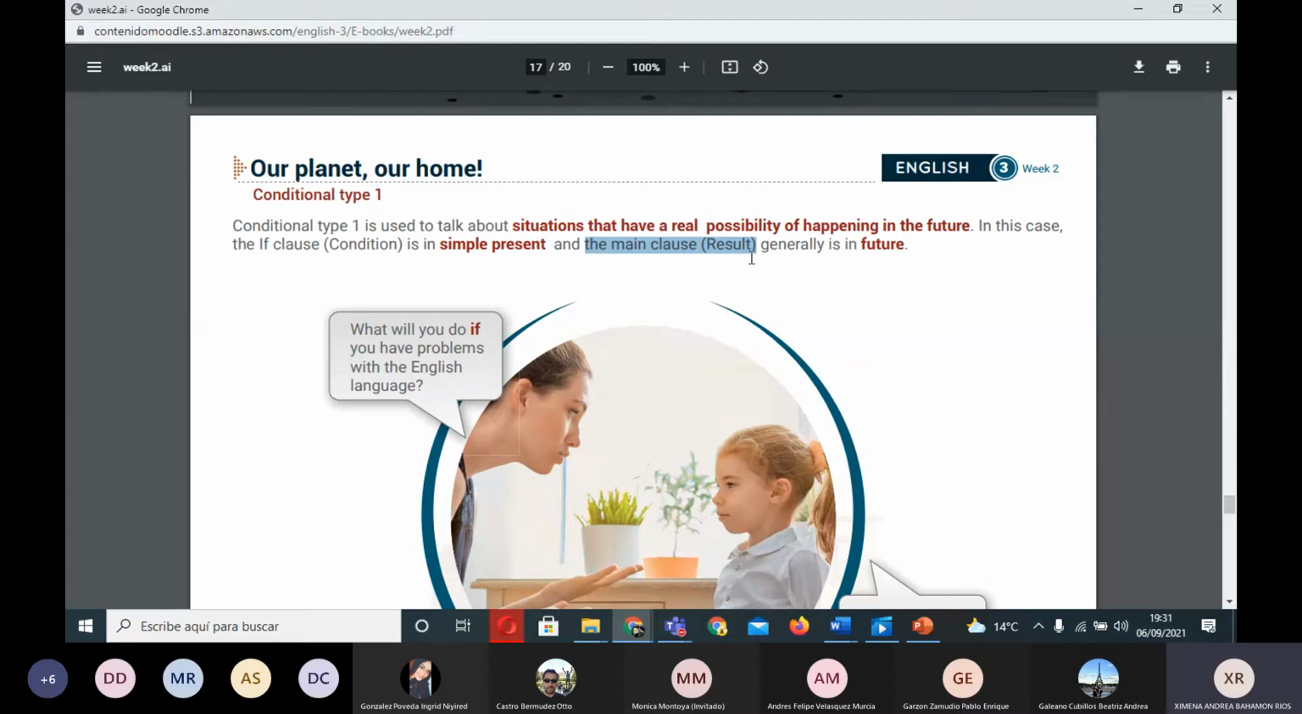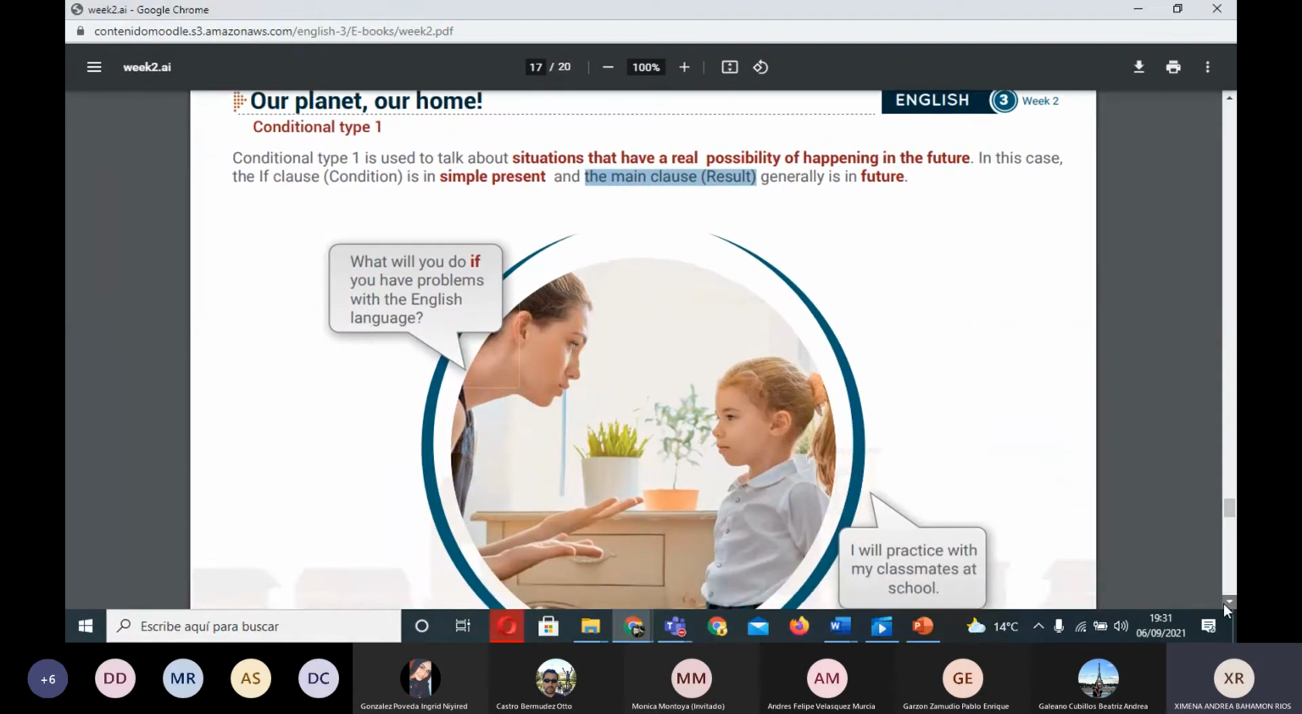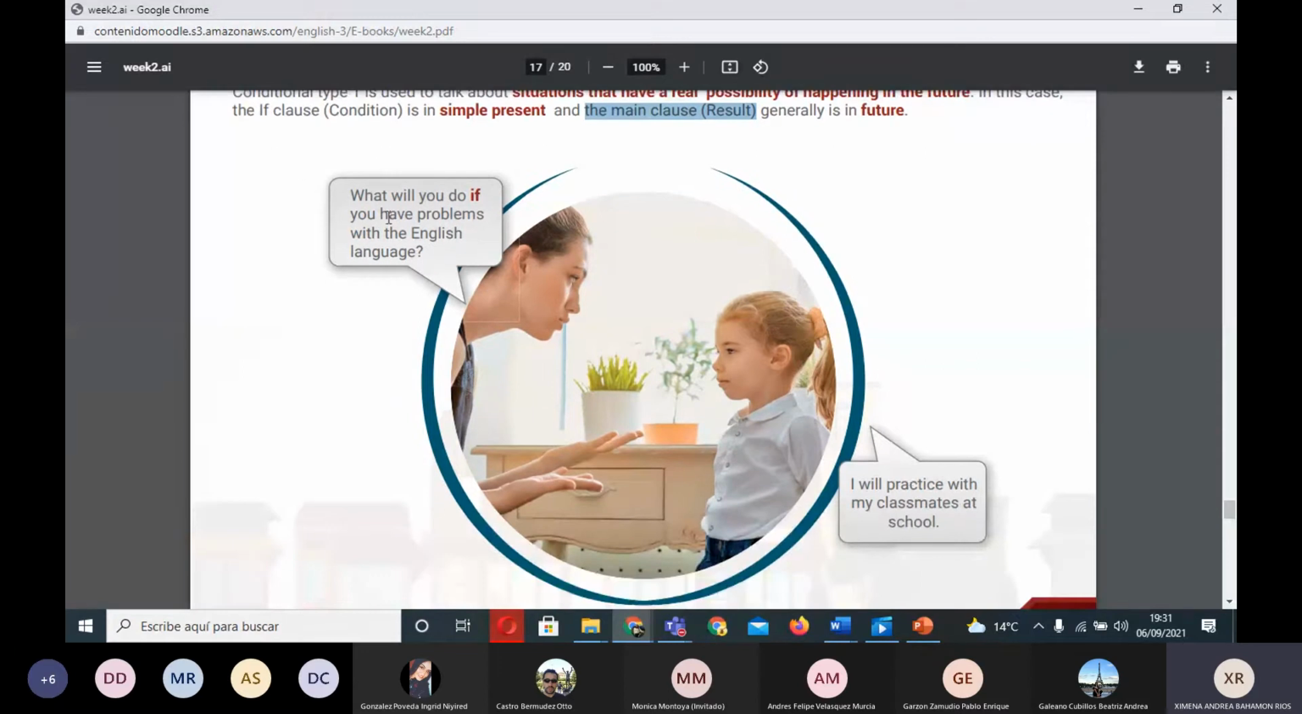Let's take a look at some of the examples that are provided over here in the platform. This is the ebook of the week and unit 1.2. So let's observe. What will you do if you have problems with the English language?